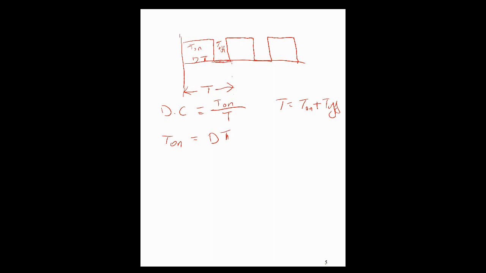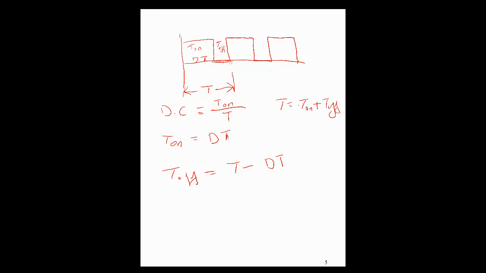Okay, if we know that from this point up to this point in the signal, it's T, then how do we find this part, T off? So T off will just be T minus your duty cycle times T, that's T on.